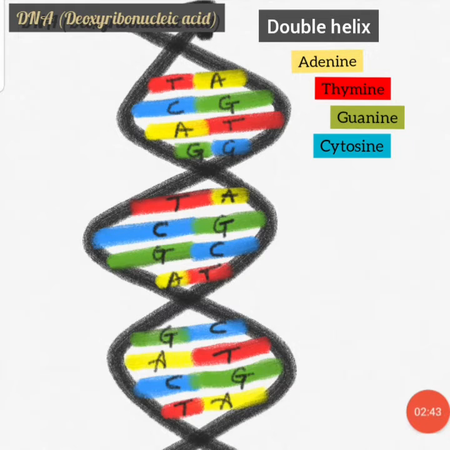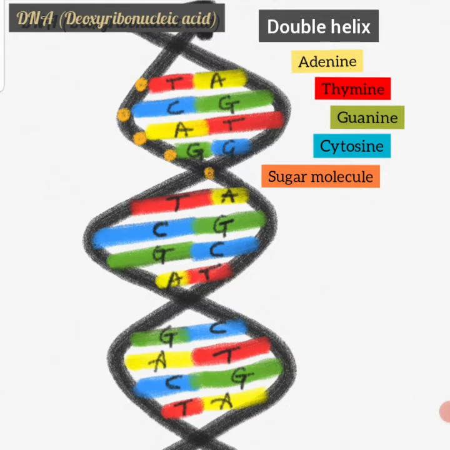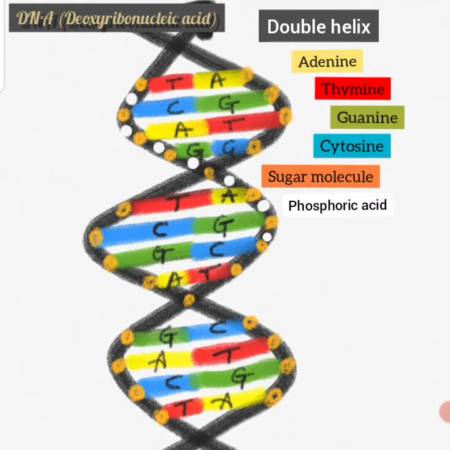And these four nitrogenous bases, what are they attached to? They are attached to a sugar molecule. There is a pentose sugar molecule to which these nitrogenous bases are attached, and along with this pentose sugar molecule there is a phosphate group. There is a phosphoric acid present. So here there is a phosphate group. Here phosphate molecules are present.